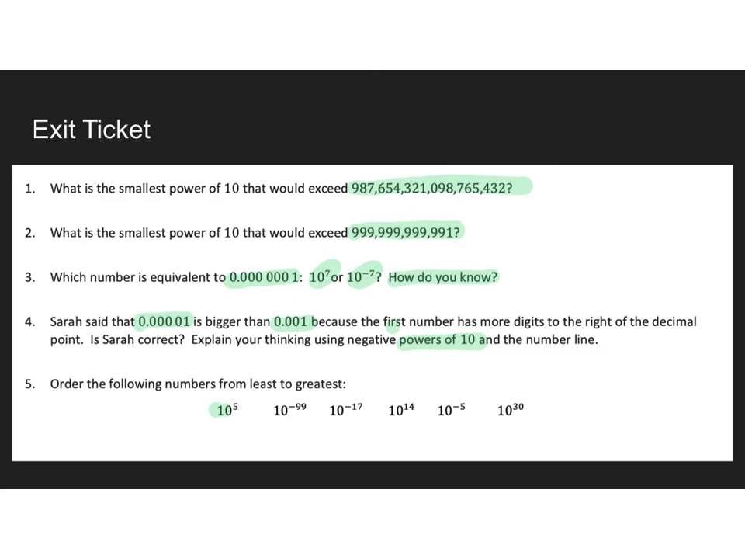The last one, you are ordering these numbers from least to greatest. 10 to the 5th, 10 to the negative 99th, 10 to the negative 17th, 10 to the 14th, 10 to the negative 5th, and 10 to the 30th. Okay, take your time, do your best, show your work. And when you're finished, please do the lesson reflection in Google Classroom.